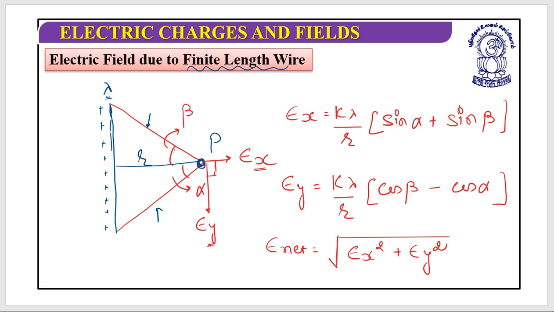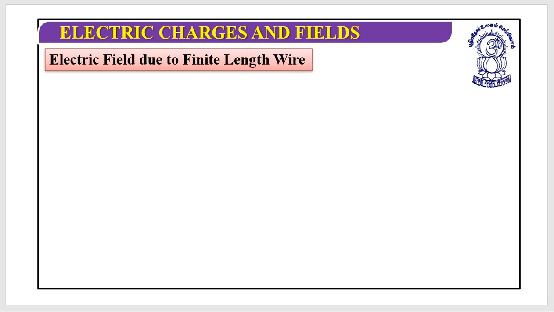Let's start the numericals. On the very first application, let's assume that this is a wire which is infinitely long, and at this point you require an electric field. You require an electric field at point P, which is at a distance of R.